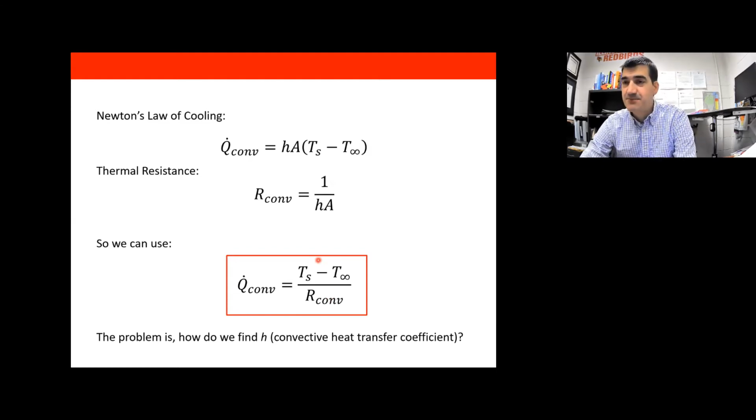So basically the problem is that we need to find H so that we can plug it in here, and maybe we know the surface area through which we're transferring the heat, so we can find our convection resistance, and then we plug this term into here, and then if we know Ts and T infinity, then we can solve for the rate of heat transfer. But the major problem with convection heat transfer situations is, how do you know what H is? We can make some generalizations, we can say that certain scenarios have higher H than others, but we don't really know what H is until we go through some calculations.